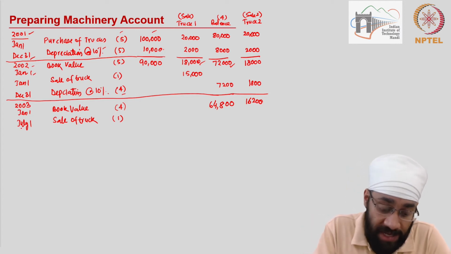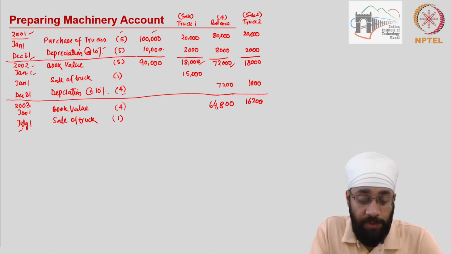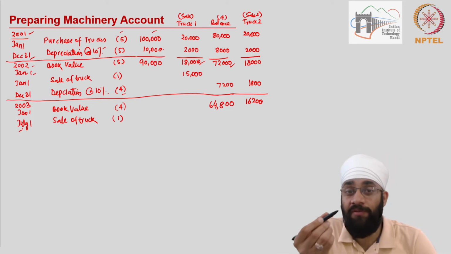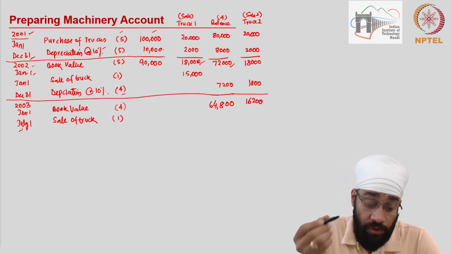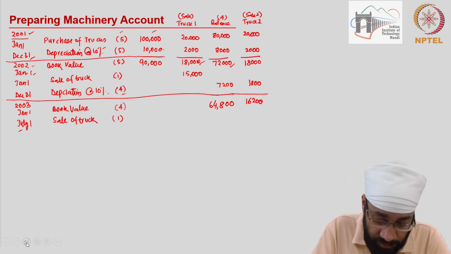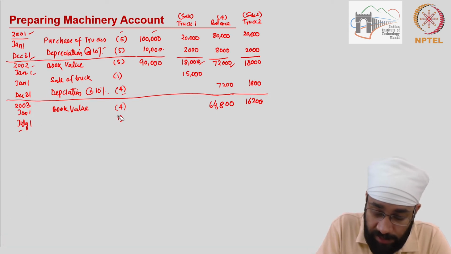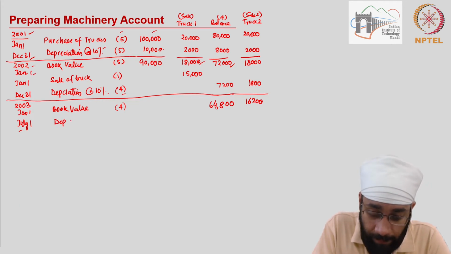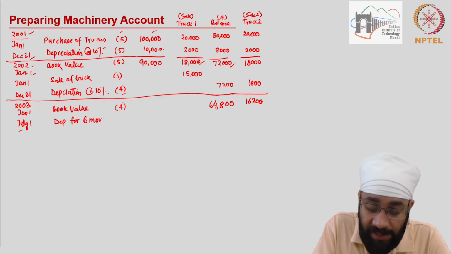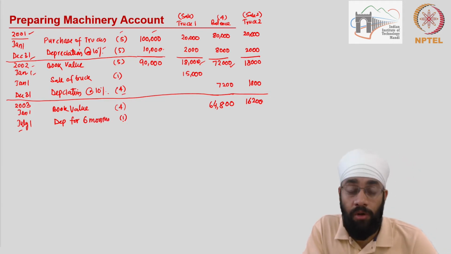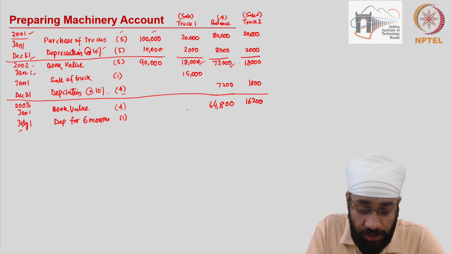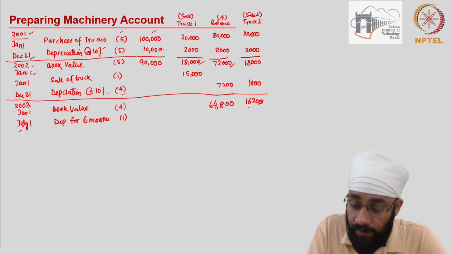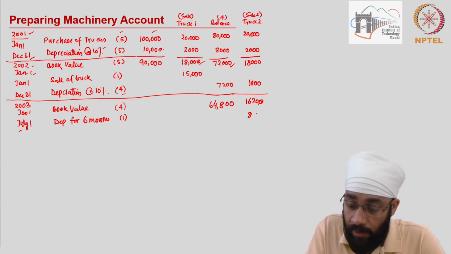The sale of the truck is happening in July, which means there is 6 months for which the truck has been used. So there will be depreciation for 6 months for sure. So we have to charge depreciation here. So let me just create space for that. So instead of saying sale, we have to first say depreciation for 6 months. And this is only on the truck being sold, 1 unit. For 6 months, the depreciation is going to be 5%. So 10% is the rate. So let me first calculate 10%, which will be 1,620, and then half of that is going to be 810.